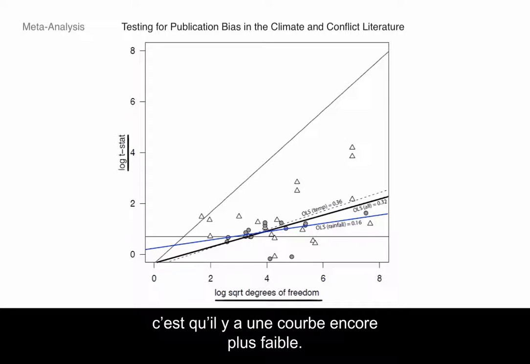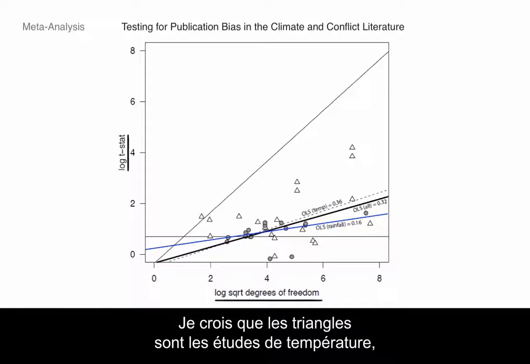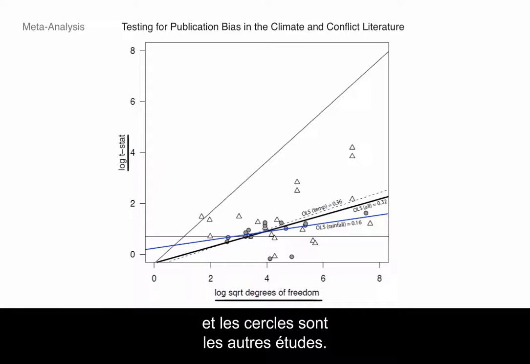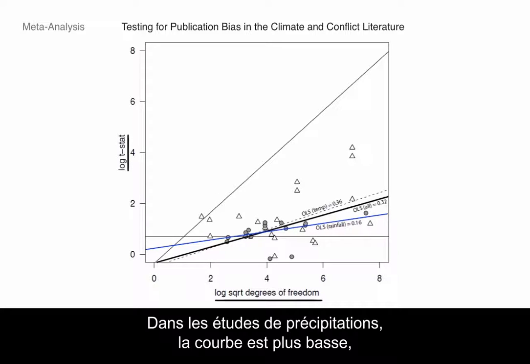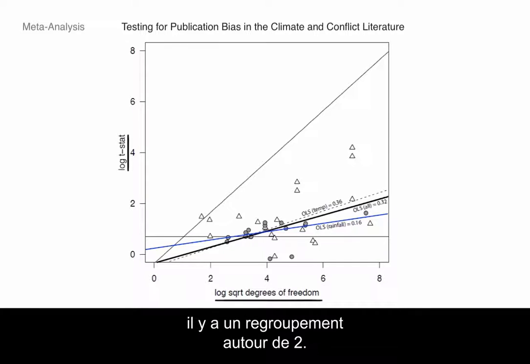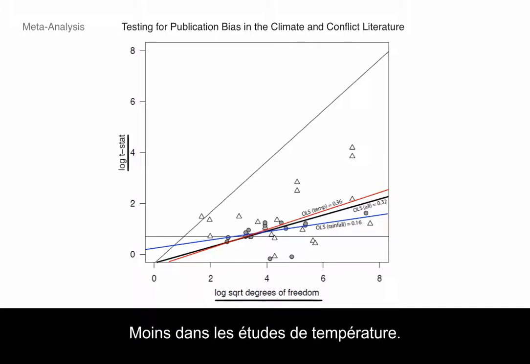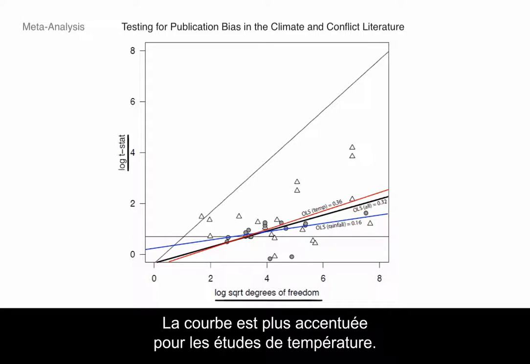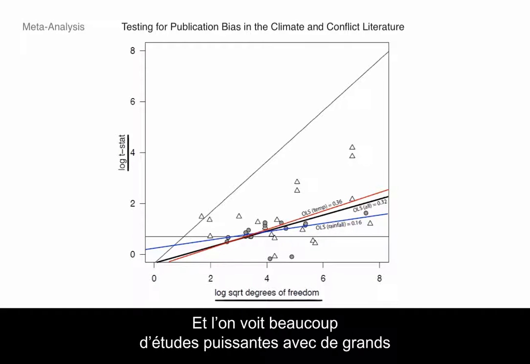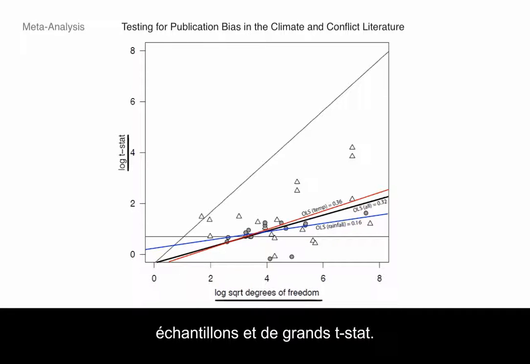And I think the triangles are the temperature studies and the circles are the non-temperature studies. So in these rainfall studies, the slope is lower, there's a lot of clustering around 2. In the temperature studies, less so. So the slope is steeper for the temperature studies. And you just see lots of well-powered studies with big samples and big t-statistics over here.